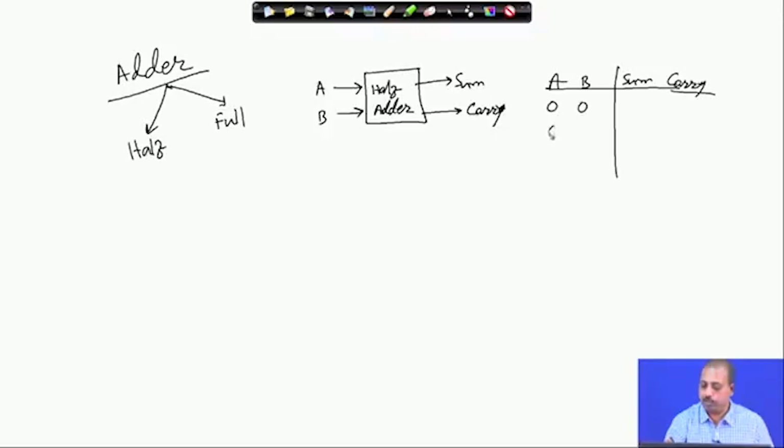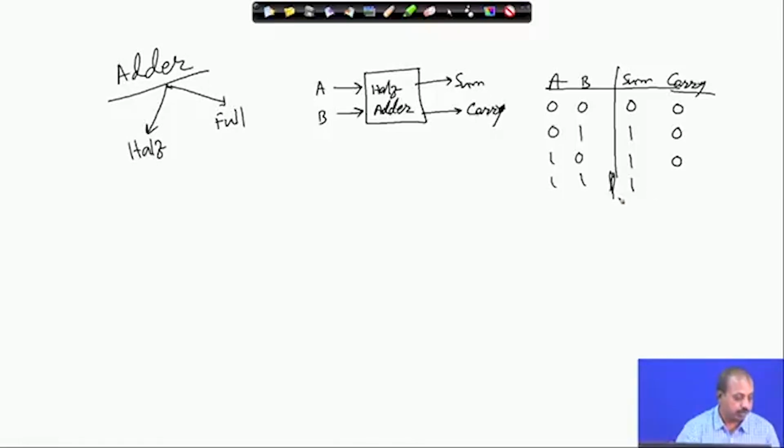Now, the combinations are 0 0, 0 1, 1 0 and 1 1. In the first case both outputs are 0. Here the sum is 1, carry is 0, and here also the sum is 1, carry is 0. In the last case the carry is 1. Sorry, the sum should be 0, because if I am adding 2 bits 1 and 1, I will get the result as 0 with a carry generated.